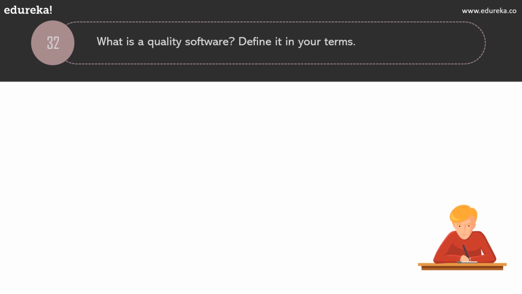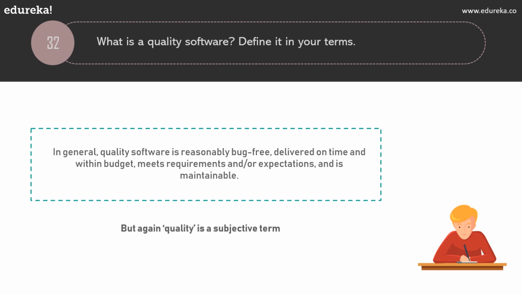Let's move on to our next question, which is, what do you actually mean when you say quality software? So in general, quality software is reasonably bug-free. It's delivered on time and within budget. It meets the given requirements or expectations, and it's highly maintainable. But again, quality is always a subjective term. It will depend on who the customer is and their overall influence in the scheme of your testing. For example, each type of customer will have their own slant on quality. The accounting department might define quality in terms of profit, whereas if you ask a general end user, he might define quality as user friendly, safe, and bug free. So again, quality is a subjective term.